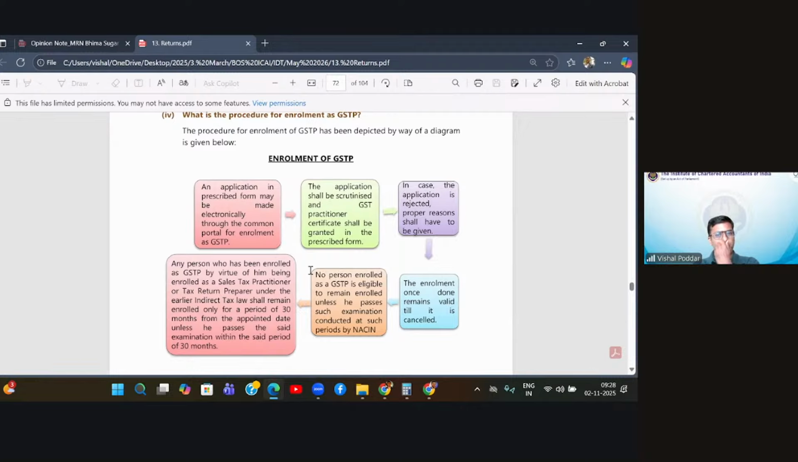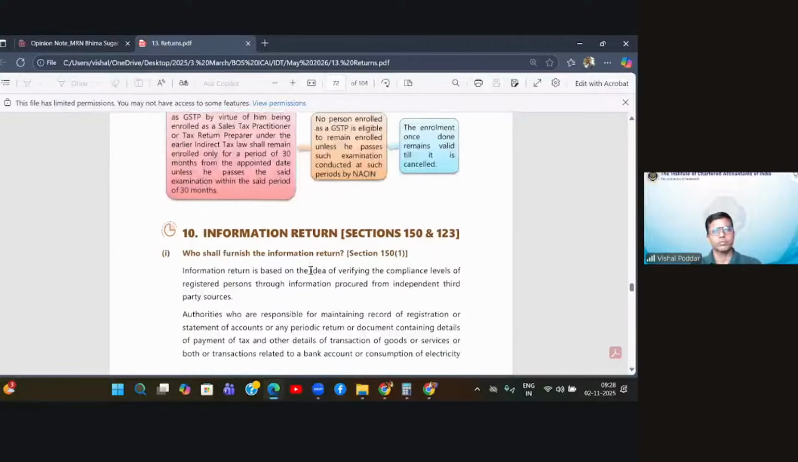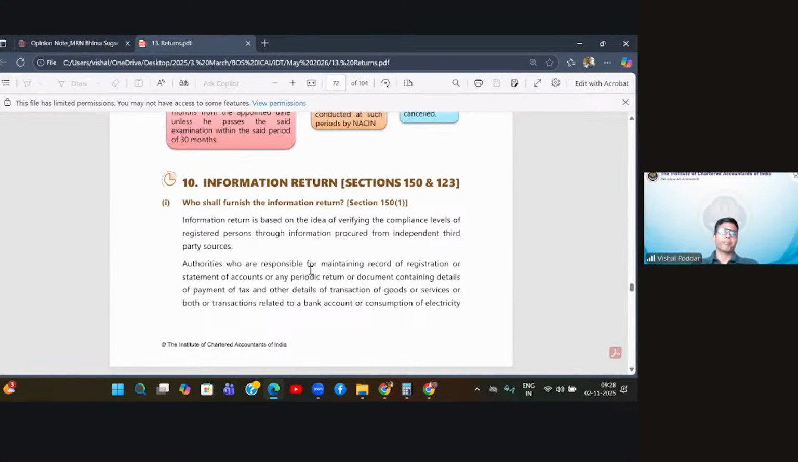Any person who has been enrolled as GSTP by virtue of him being enrolled as a sales tax practitioner or tax return preparer under earlier indirect tax laws shall remain enrolled only for a period of 30 months from the appointed date unless he passes the said examination within the said period of 30 months. Now all these things are gone.